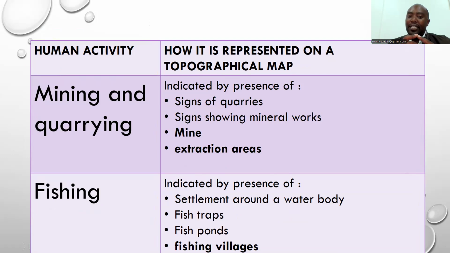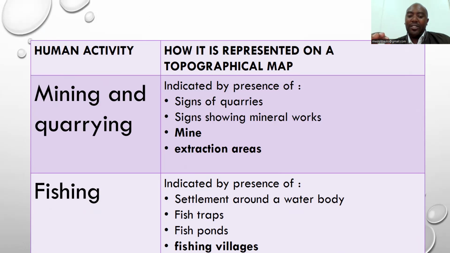Mining and quarrying. Mining and quarrying can be shown on a topographical map by the presence of quarries, mines, mineral works, or even if you see extraction areas on a map, then you know very well that there is the human activity of mining and quarrying.